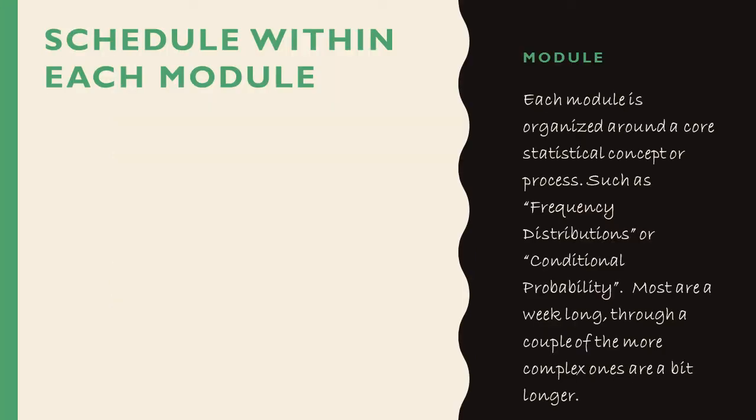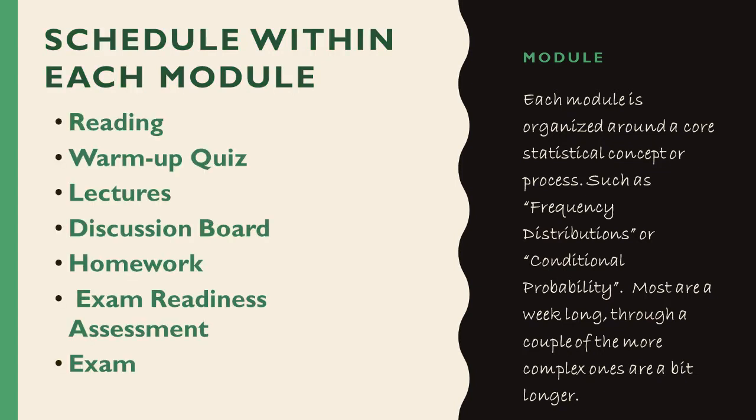Now, this course is developed around modules. Each module is organized around a core statistical concept or process, such as frequency distributions or conditional probabilities. Most of them are a week long, although a couple of the more complex ones go a bit longer. Now, each module consists of assigned readings, warm-up quiz, lecture, discussion board, homework, exam readiness assessment, and then after several modules, the exam.